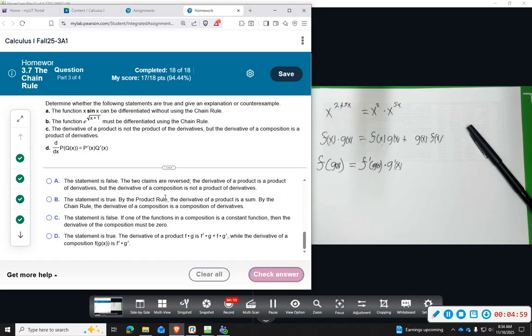Statement is true. By the product rule, the derivative of a product is a sum, and by the chain rule, the derivative of a composition is a composition of functions. And that would not be true because we're not talking about a chain rule. So D, statement is true, the derivative of the product, and this is just the notation in one such text, while the derivative of a composition is this. And they just don't have the arguments plugged in, but that would be true.